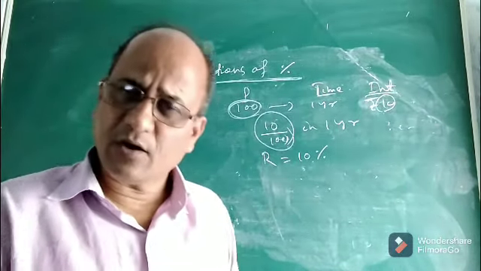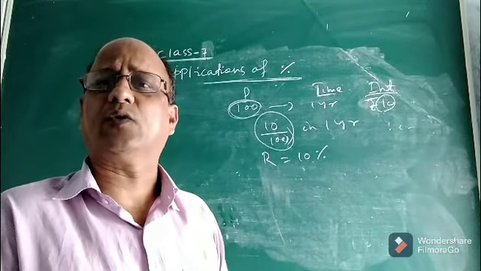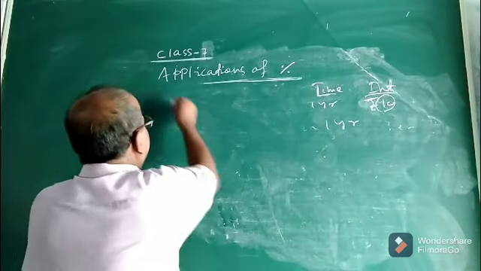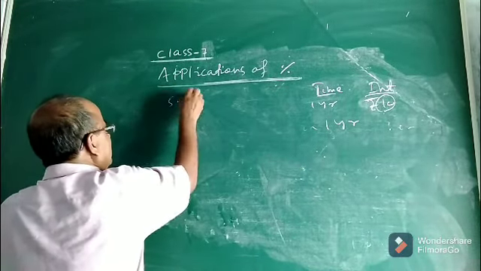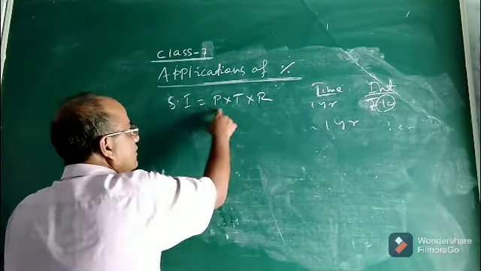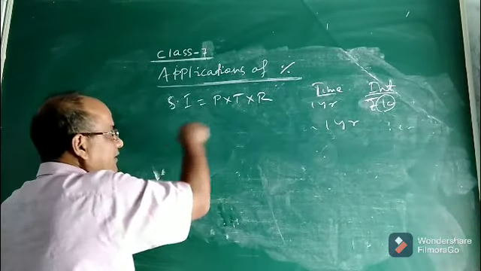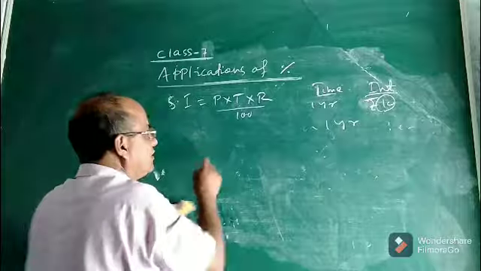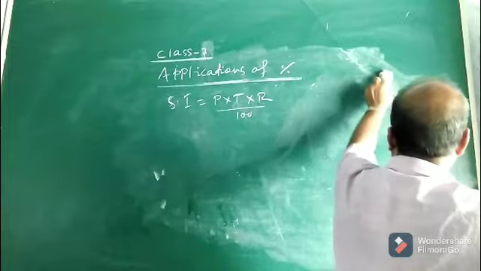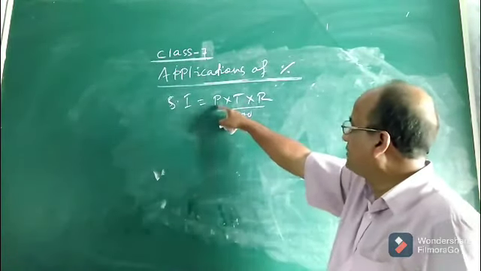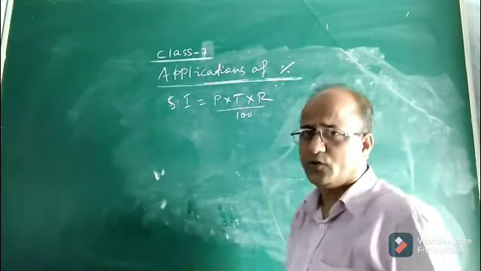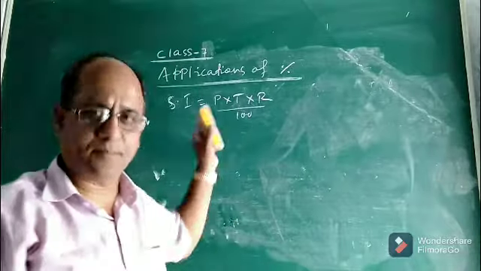Okay children, you also know the formula to calculate simple interest. If I ask you what is the formula for calculating simple interest, you can easily say simple interest equals P into T into R divided by 100. P for principal or sum, T for time period, and R for rate of interest. This is the formula for calculating simple interest. So if you are given principal or sum, time period in years and rate of interest in percentage, you can easily compute the simple interest.